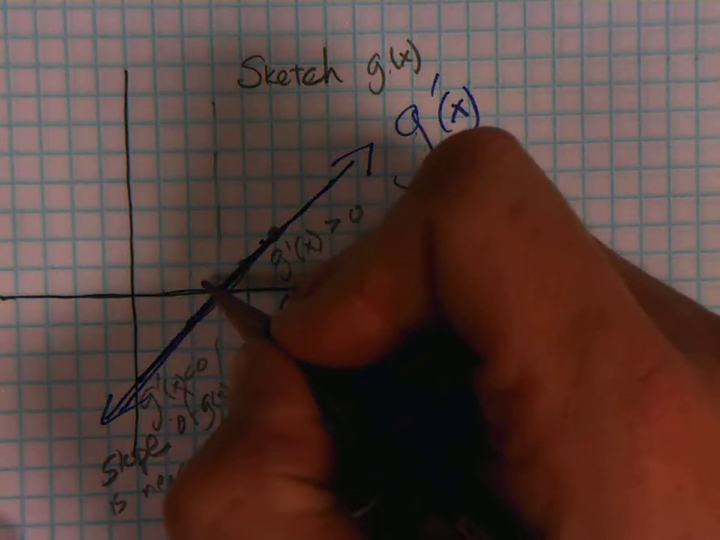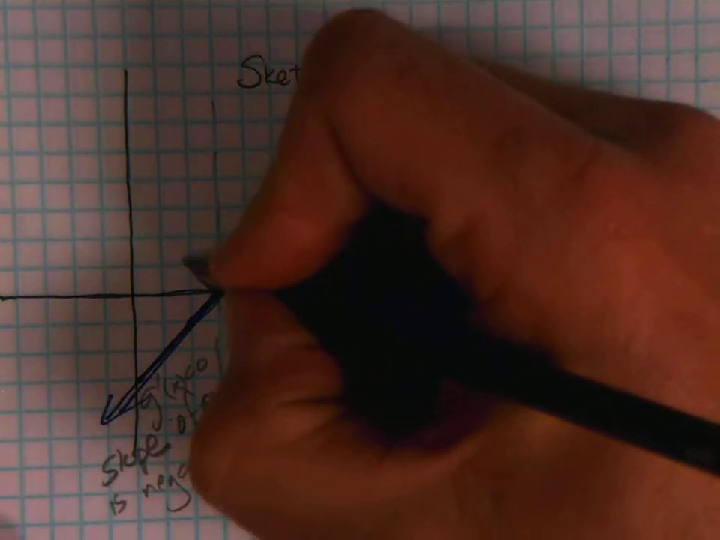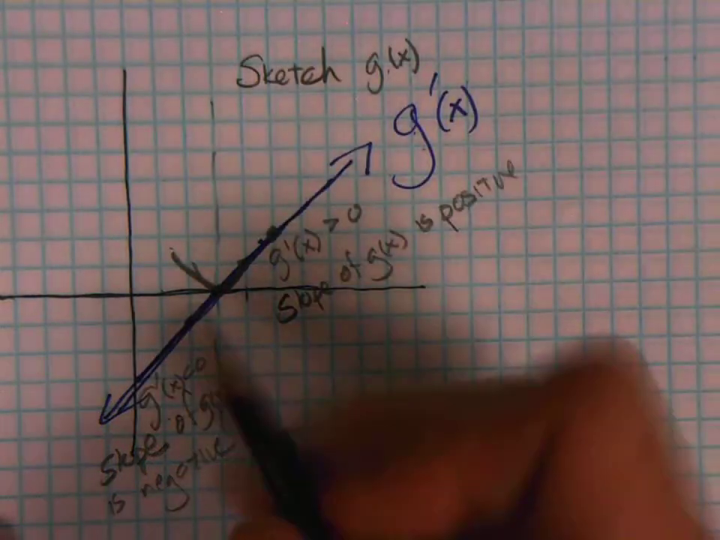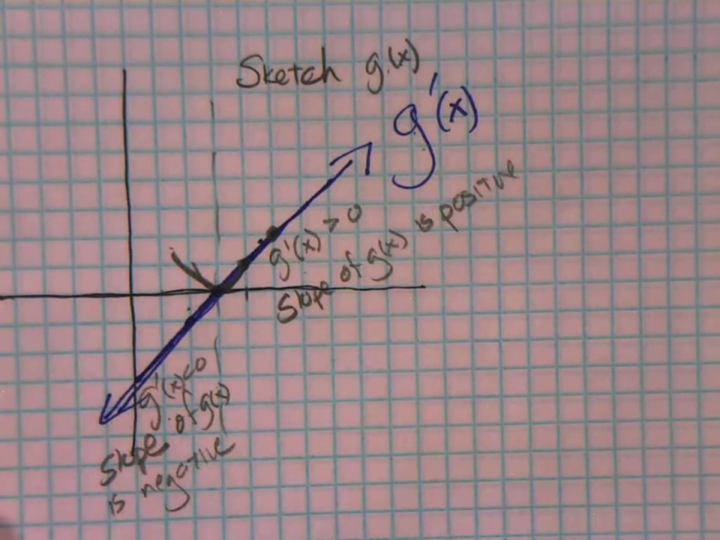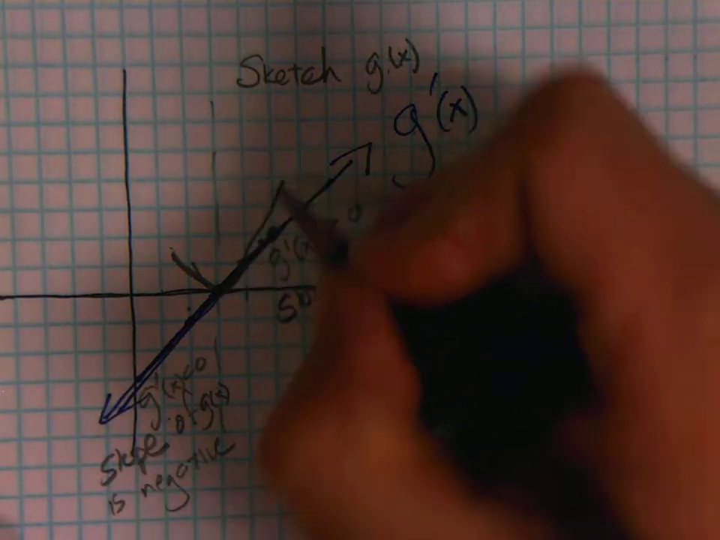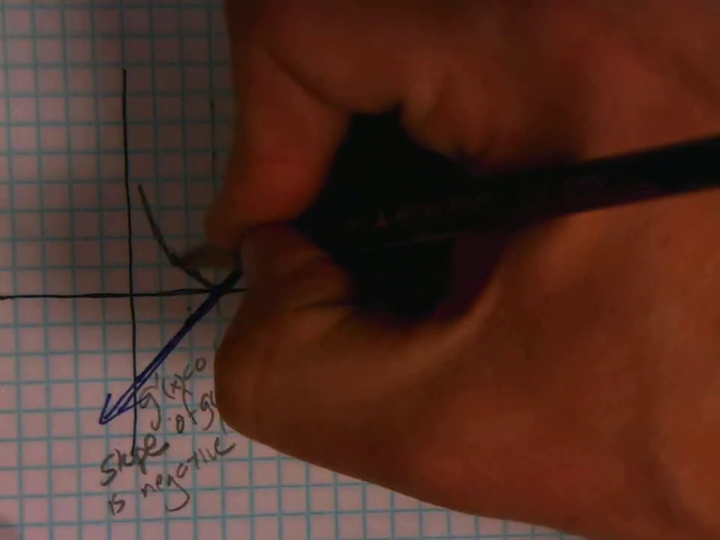So I'm going to try to draw a parabola here. And that parabola needs to have a slope of negative 1 at 2, a slope of positive 1 at 4. Let's see, a slope of 2 right here, which isn't terribly steep, a slope of negative 2 here.